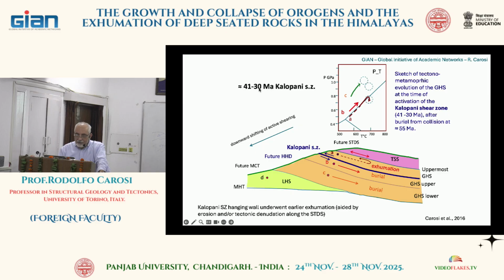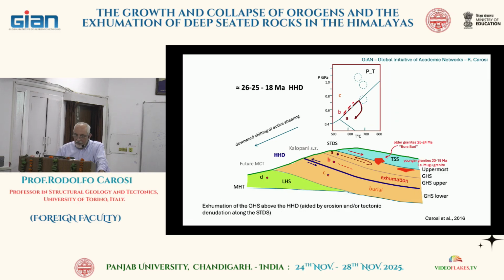Then we have no more information after 30 million years. No dating, nothing in the rocks. Then deformation shifted towards the HHD between 26 and 17 million years. So also the point B, the rock in the middle panel, started to be exhumed later than the upper one. So this rock starts to move in this direction.